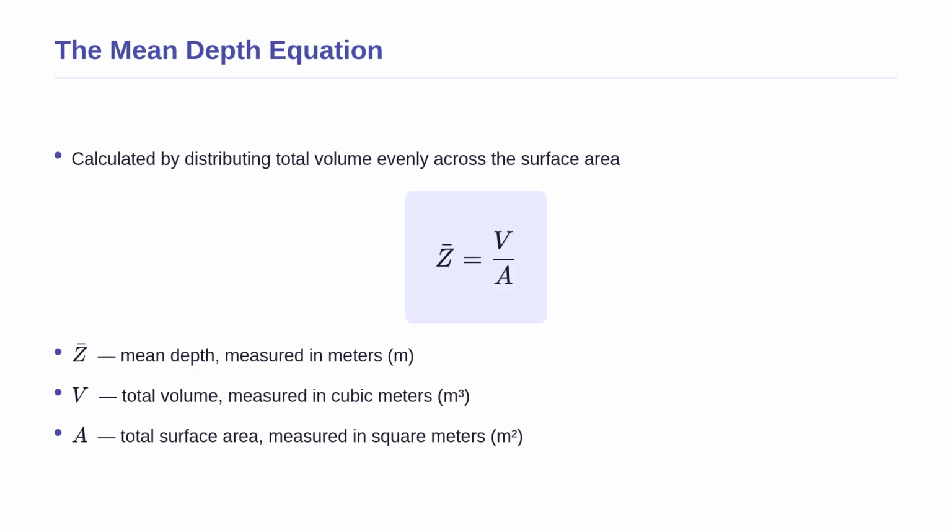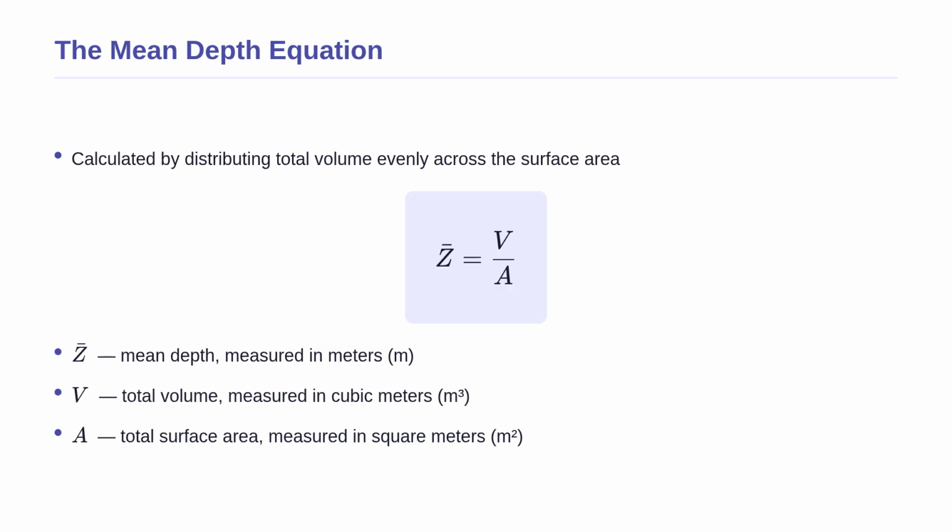To quantify this concept, we use a very straightforward mathematical relationship. The formula for mean depth comes from taking all the water in the lake and spreading it perfectly evenly across its entire surface area. In this equation, z bar represents the mean depth, measured in meters.